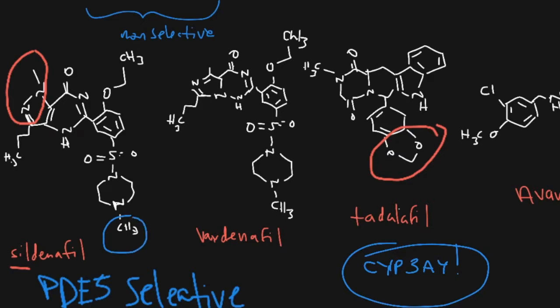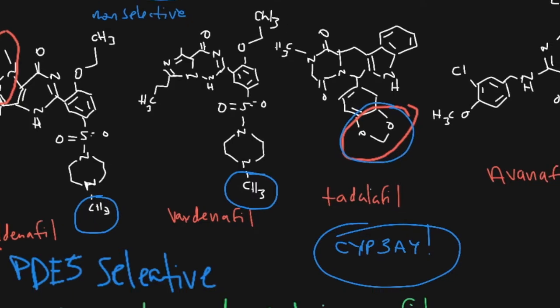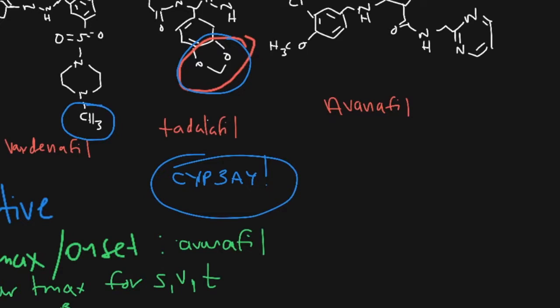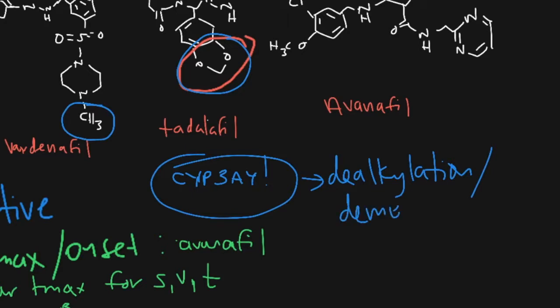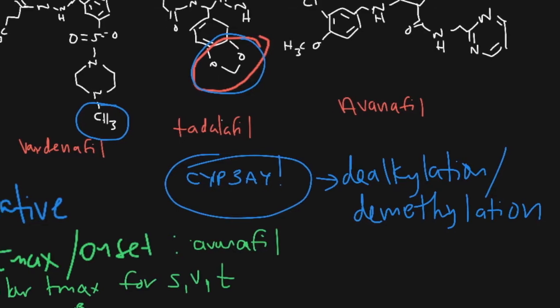So over here, sildenafil is metabolized at the methyl group, vardenafil is metabolized at the bottom methyl group, and tadalafil is metabolized at the frog, or the lily pad, however you see it, over here. And the mechanism by which they are metabolized is dealkylation or demethylation, which are the same thing since methyl groups are alkyl groups too. So CYP3A4 metabolizes these enzymes by dealkylation or demethylation at the bottom methyl groups, which are circled in blue.